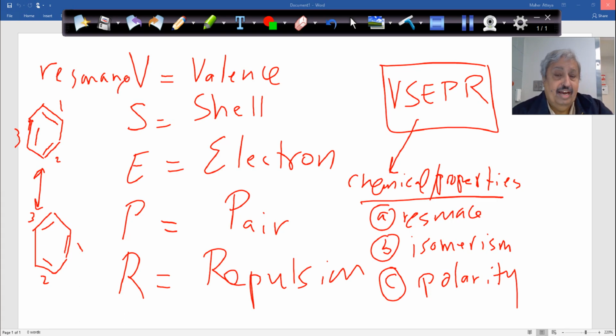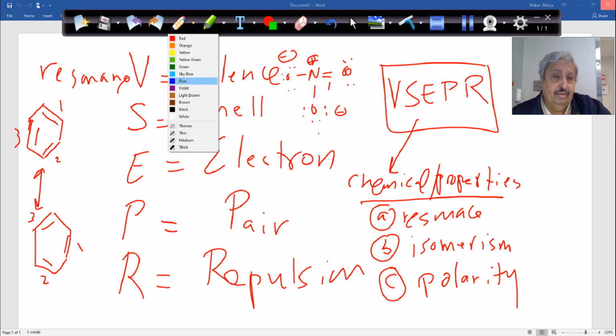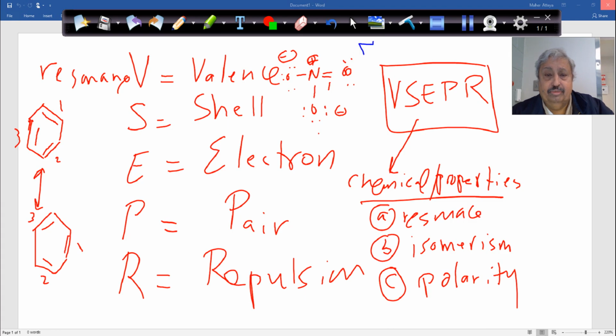The same thing if I have nitrate. Nitrate looks like this. That's oxygen, negative. That's another oxygen, negative, and nitrogen is positive. This is number 1, the double bond. Now the double bond can be moved to the second oxygen. That's what you mean by resonance. So this one can go to the oxygen here, and the double bond is now here.